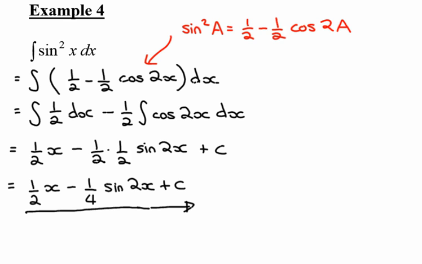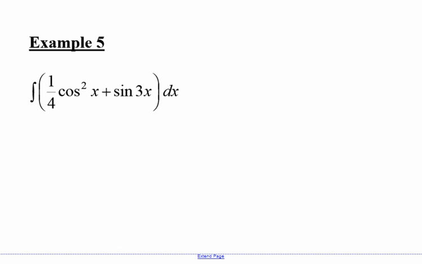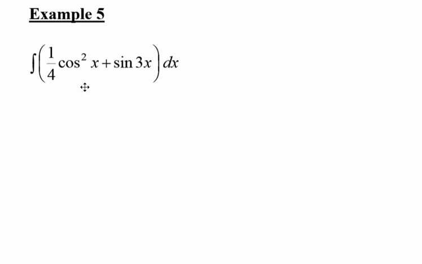Right, let's look at 2 more examples. These ones are a little bit longer. Let's have a look at this example here. Alright, so here I'm finding the integral of a quarter cos squared x plus sine 3x. Now there's nothing that looks like that in any of my identities. But there's a plus, so I can split it up and work separately.